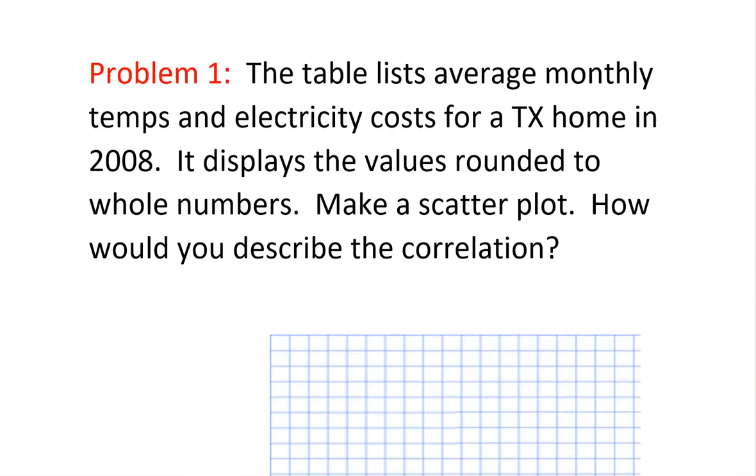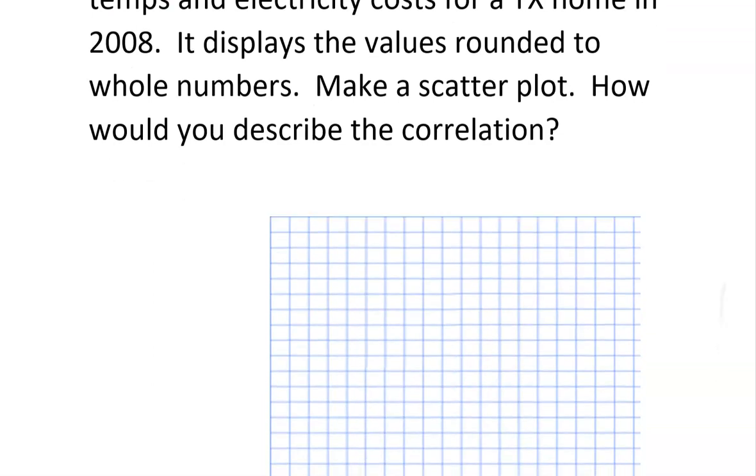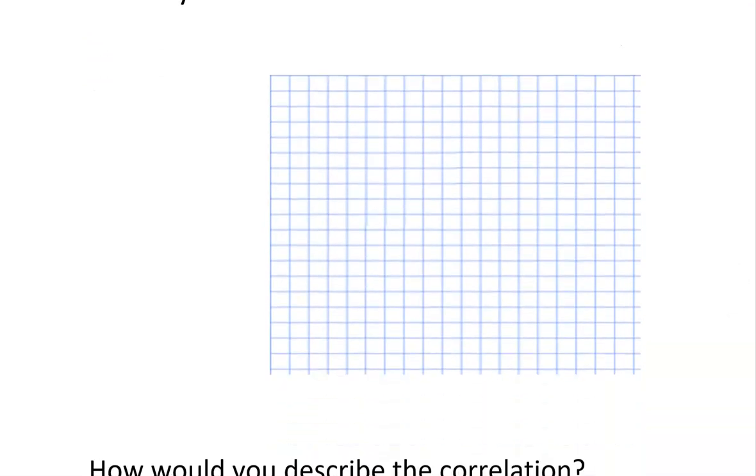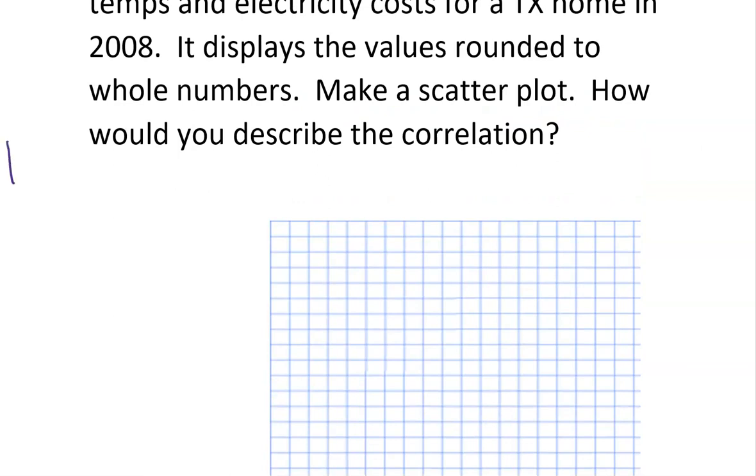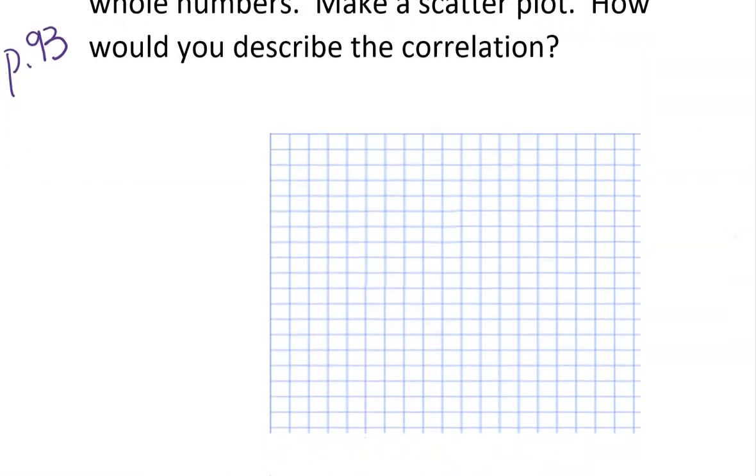So looking at problem 1, the table lists average monthly temps and electricity costs for a Texas home in 2008. It displays the values rounded to whole numbers. Make a scatter plot. How would you describe the correlation? So when you're looking at the data, you'll have to look at page 93. I can't fit all this onto one screen and still do work. So they have the month, they have the average temp, and they have the electricity bill.